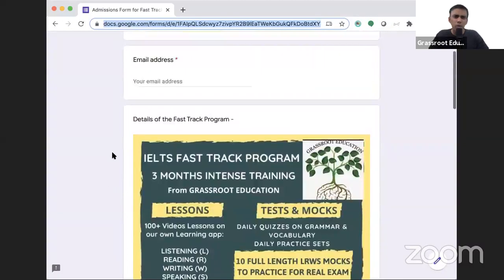There's a very simple form. You just have to fill in your email, name, and all of that, and then you can send. Our counselor will call you. They'll also explain the fee structure and all of that. It's a very affordable program. In fact, one of the lowest fee programs out there.